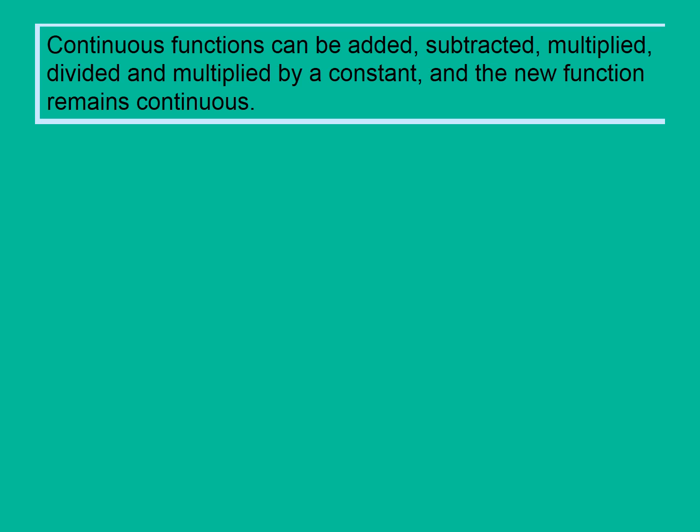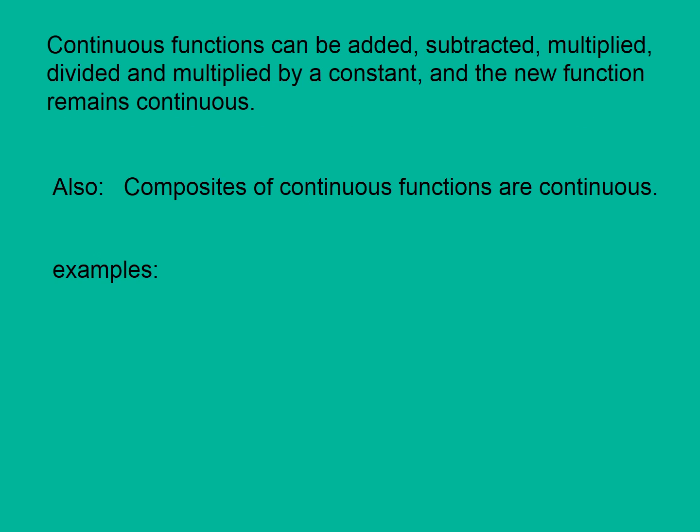Continuous functions can be added, subtracted, multiplied, divided, and multiplied by a constant, and the new function remains continuous. Composite functions of continuous functions are also continuous. So looking at these examples, here's the argument of the sine function, x squared. So x squared, that is a continuous function. We've put it inside the sine function, so we have a composite function. x squared is a continuous function, sine is a continuous function, therefore the sine of x squared is a continuous function. Likewise for y equals the absolute value of cosine of x.